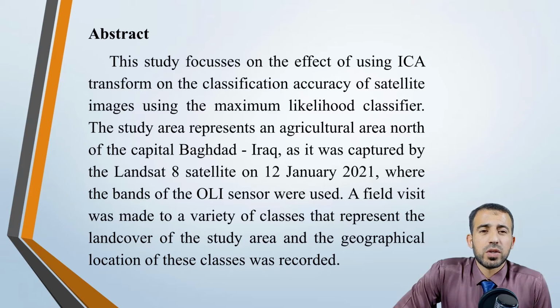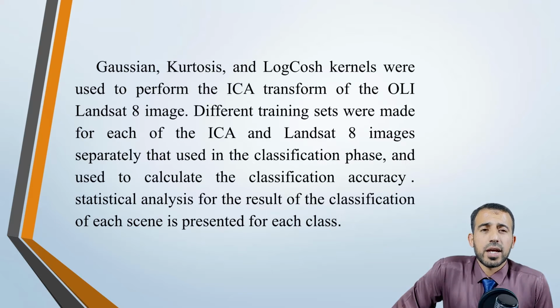A field visit was made. A variety of classes that represent the land cover of the study area and the geographical location of these classes were recorded. Gaussian, Kurtosis and LogCosh kernels were used to perform the ICA transform of the OLI Landsat 8 image.